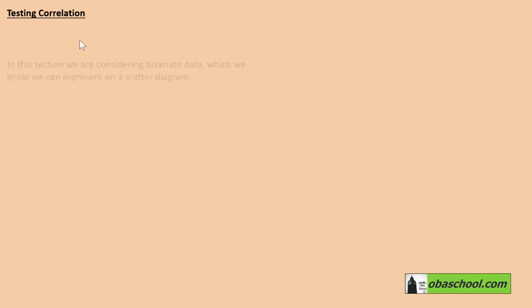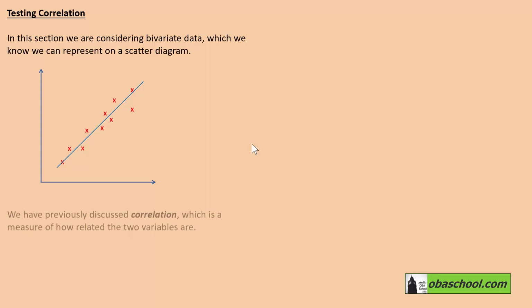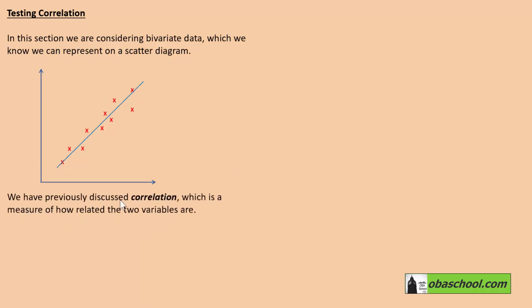Testing correlation. In this section, we are considering bivariate data, which we know we can represent on a scatter diagram like the one shown here. We can put on a line of best fit, which shows the trend of the data. We have previously discussed correlation, which is a measure of how related the two variables are. Visually, we can see that by how closely they fit to the line of best fit.